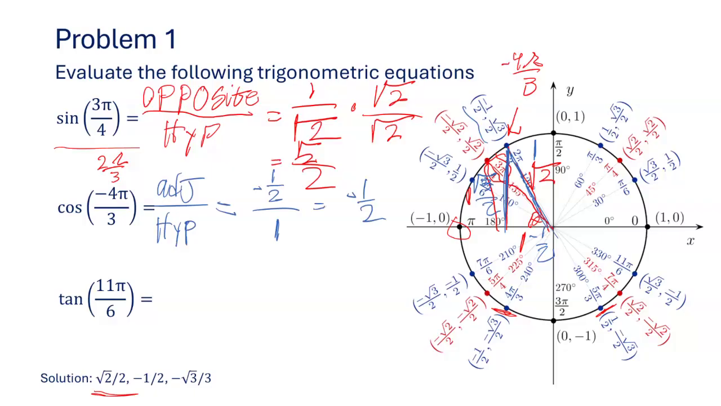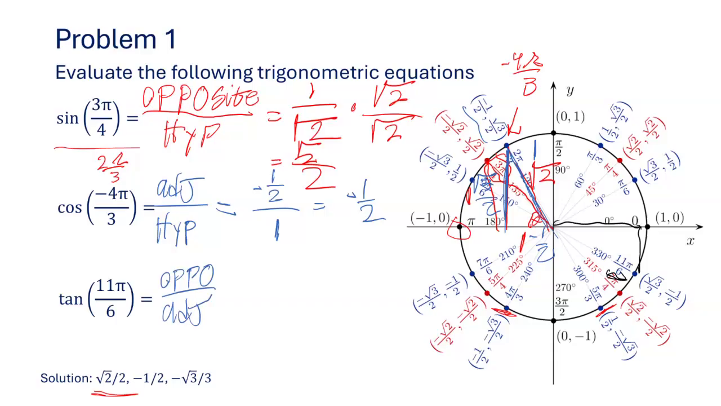Okay, and then lastly, we're ending with tangent. Is tangent opposite over adjacent or adjacent over opposite? Opposite over adjacent. Cotangent is the opposite. Yeah, so this one's opposite over adjacent. And again, I'm going to switch colors just in case we have some overlap. 11 pi sixths, that's right here.